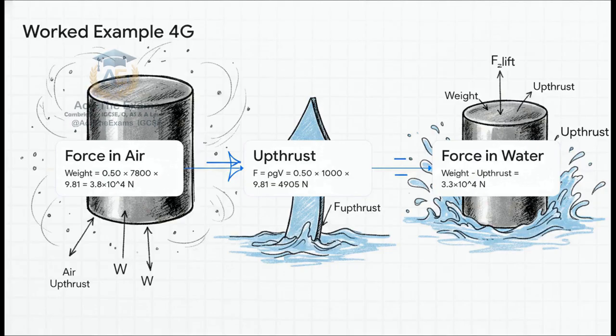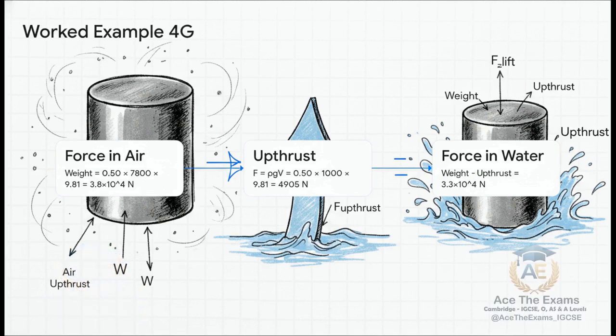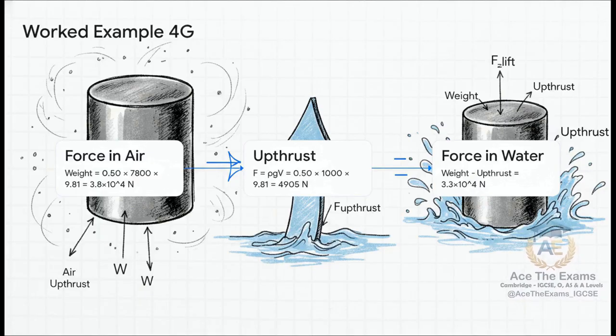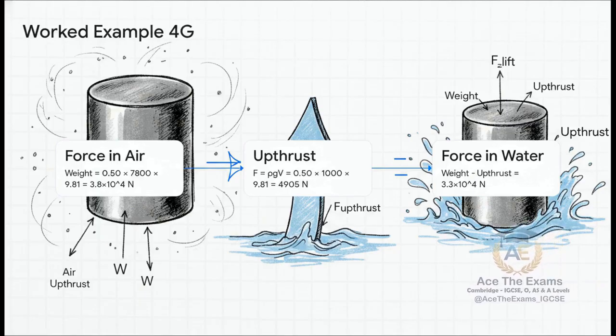Step 2, what about in water? The force needed is going to be its true weight minus the upthrust from the water. So let's calculate that upthrust using our new best friend, rho g v. We use the water's density this time, so 1,000 times 9.81 times the volume of the displaced water, which is the whole 0.50 cylinder. Step 3, just find the difference. Take the original weight, subtract that upthrust, and you get 3.3 times 10 to the power of 4 newtons. The force required is less, which totally validates Archimedes' principle in action.